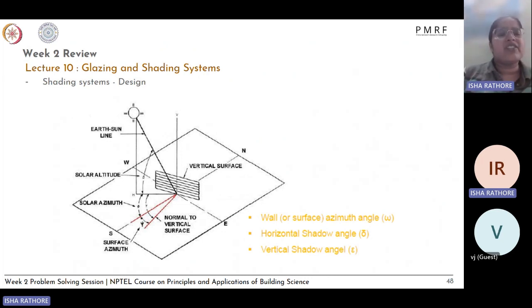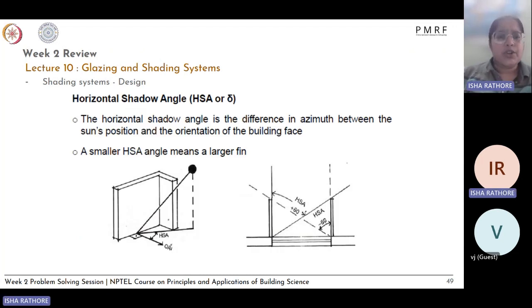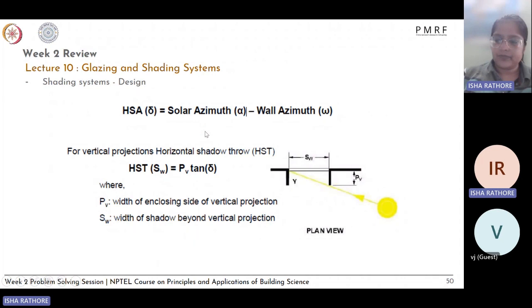There is also lecture 11, which is in week 3, which looks up the design of the shading system. So both of them should be looked up together. And then you have the horizontal shadow angle, which is basically for your vertical shading devices. So if this is your window and this is your vertical shading device, this is your HSA, which is the angle between the azimuth of the sun's position and the orientation of the building face. Okay, so this is your HSA. And similarly, it also has a component of wall azimuth and other things.